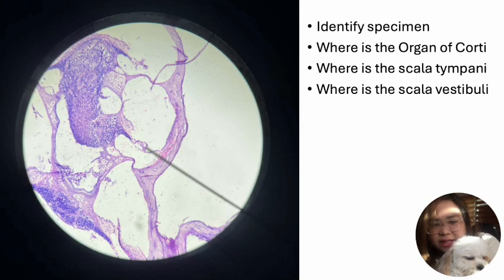Identify specimen. What was taught to us in the lab is that this is the cochlea. This is the cochlea, so that's what I'm going to answer if Doc asks us to identify the specimen. So, where's the organ of Corti? It's here.